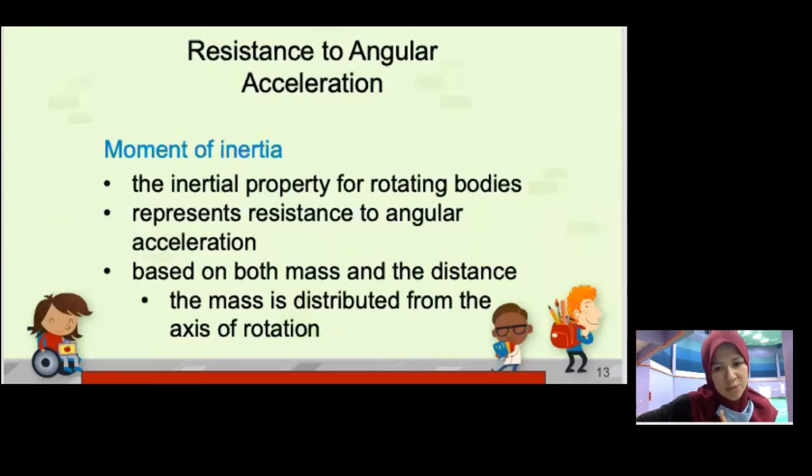And the mass is distributed from the axis of rotation. Okay, so the quantity expressing a body's tendency to resist angular acceleration, and it is the sum of the product of the mass of each particle in the body with the square of its distance from the axis of rotation.